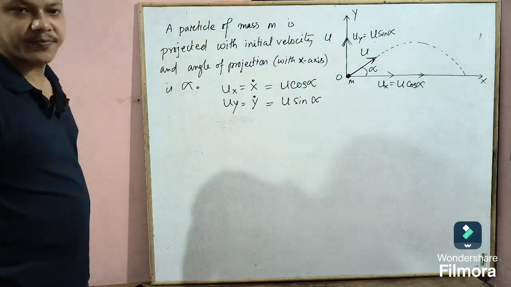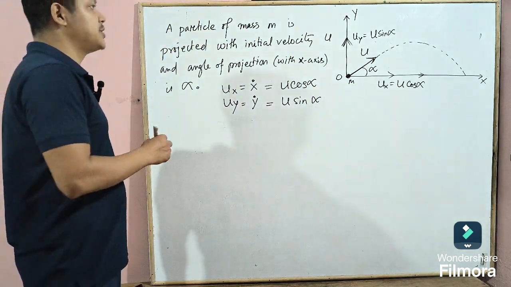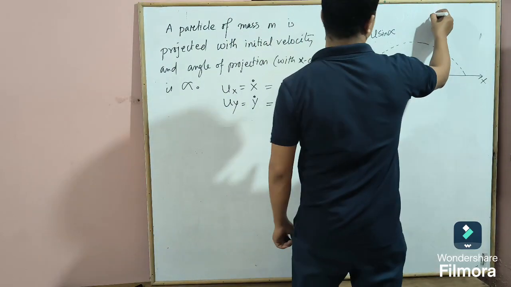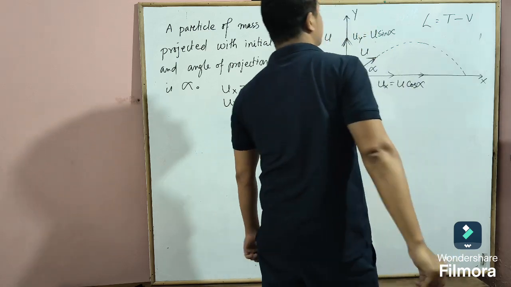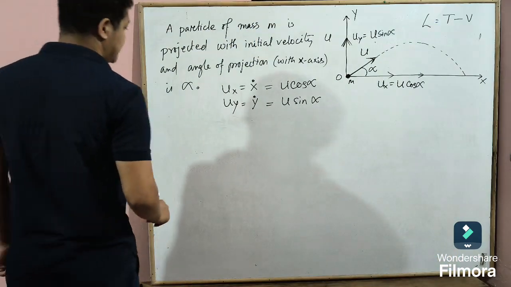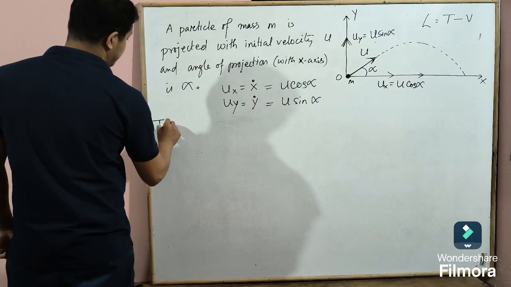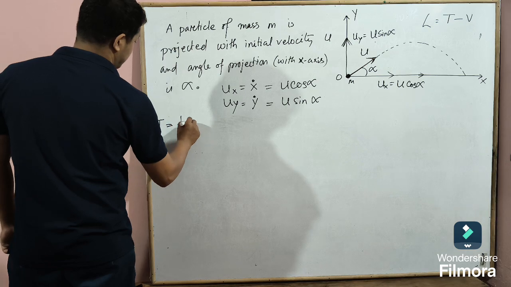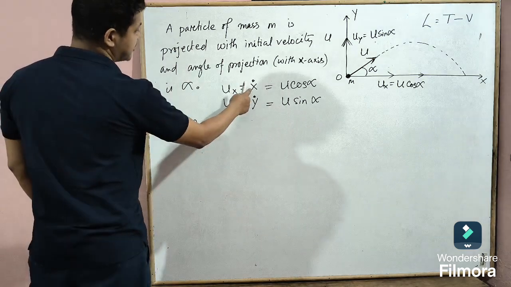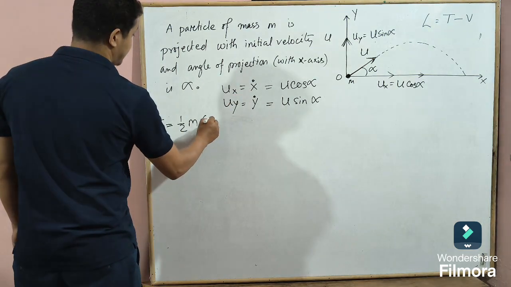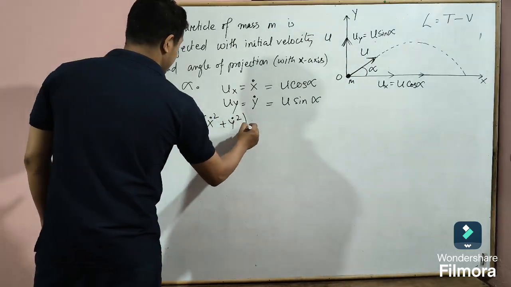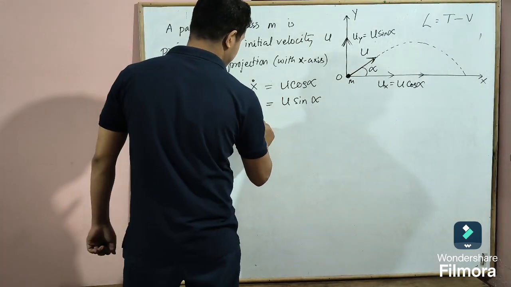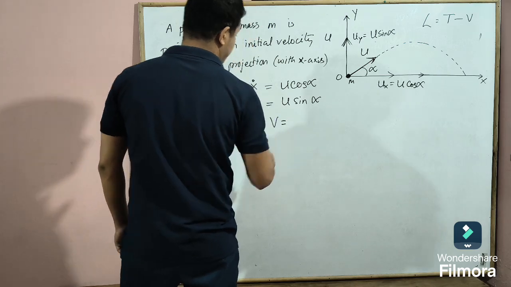We can consider that. Now in order to use the Lagrangian, we know the Lagrangian L is equal to kinetic energy minus potential energy. So let's find the kinetic energy now. The kinetic energy T is equal to half m, as we have two velocity components, x dot square plus y dot square.